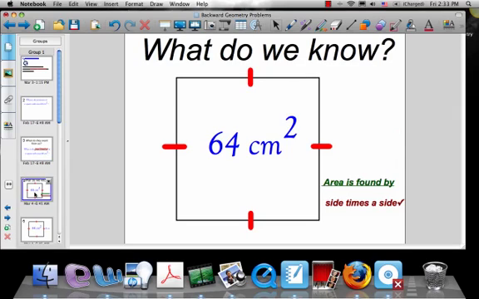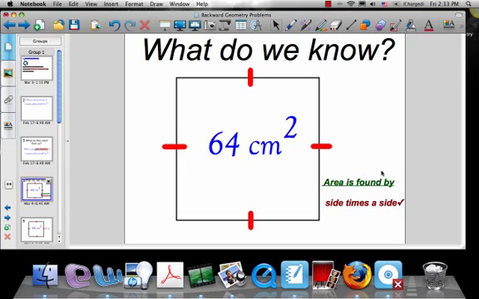The second question I need to know is what do we know? What do we know in the problem? Well, the first thing that we know is it's a square. If they don't give us a picture, I make sure that I jot one down myself. Notice the slashes on each side of the square symbolizing the fact that all four sides are congruent. The other piece of information that they gave us was the fact that the area of the square was 64 centimeters squared, and from our notes, the area of a square is found by taking a side times a side.